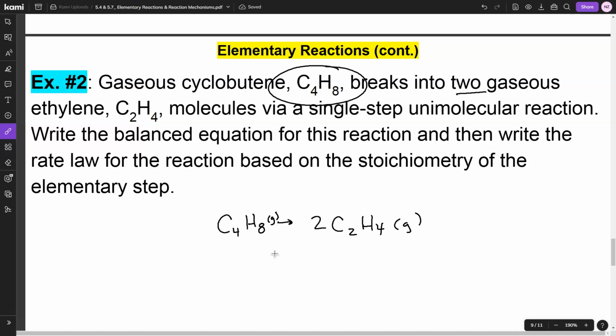And it's asking for the rate law for the stoichiometry of the first elementary step. We really only have one step here. So on the left-hand side, we just have C4H8. So our rate law is going to be K times the concentration of C4H8. That would be to the first power because there's only one of them. And that's it.